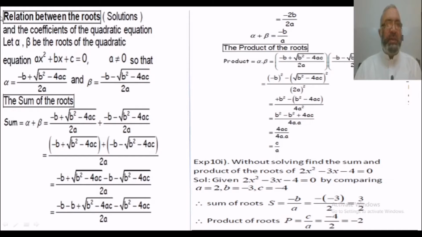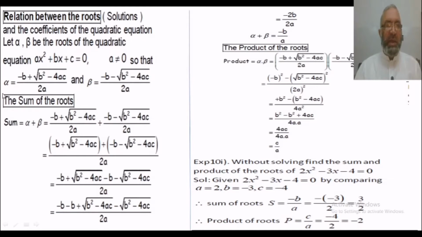Our topic today is the relation between the roots and coefficients of a quadratic equation. So, what is the relation? First of all, we will prove the two results from that relation. If we solve a quadratic equation in standard form, we get two roots.